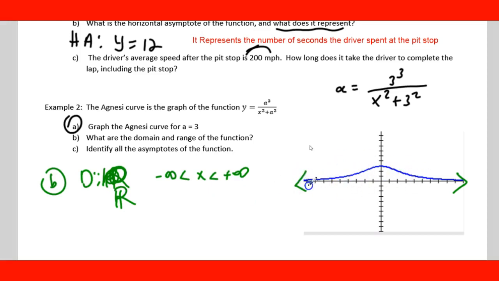It never ends as it goes to the left. The x values will all be used. You want -1, -2, -3. This will never stop going in the negative direction or the positive direction.